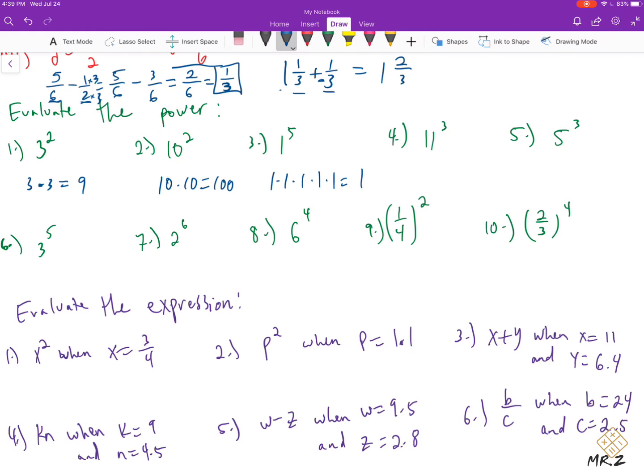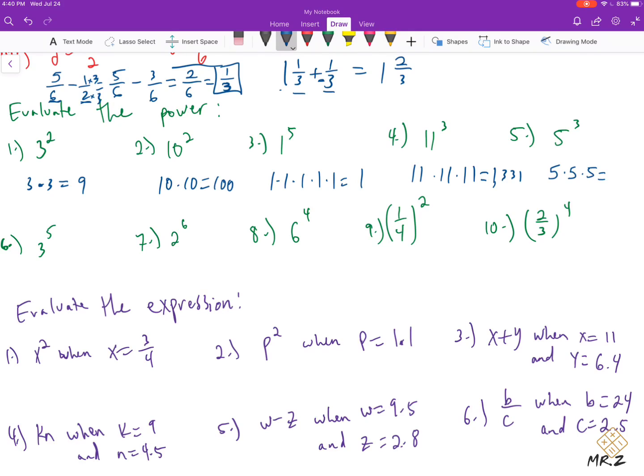11 to the power of 3. 11 times 11 times 11. Again, 11 times 11 is 121. 121 times 11 is 1,331.